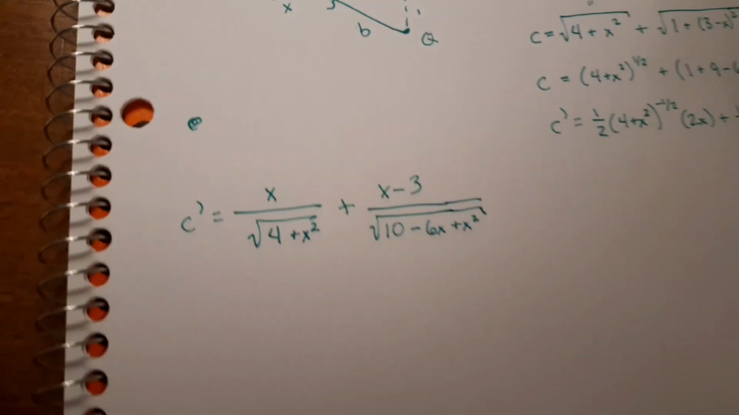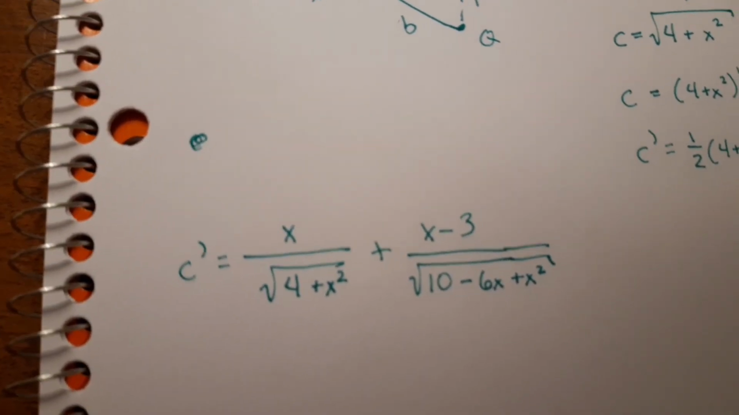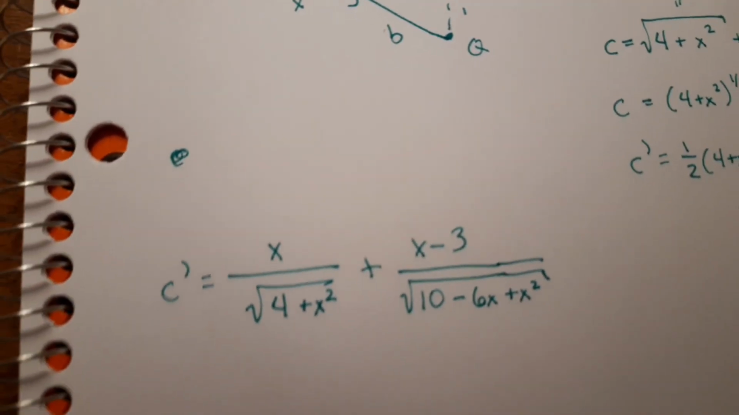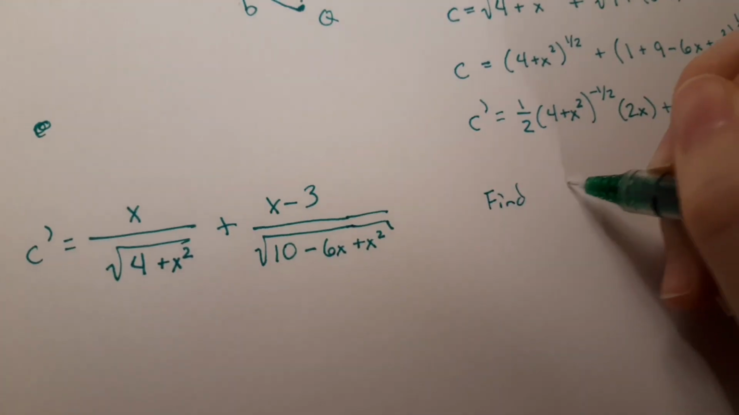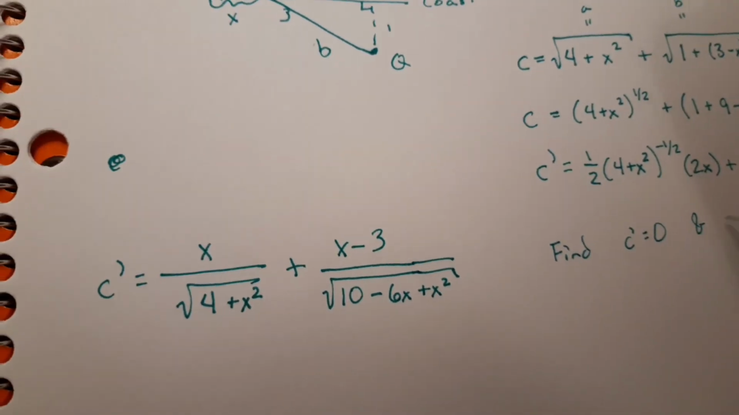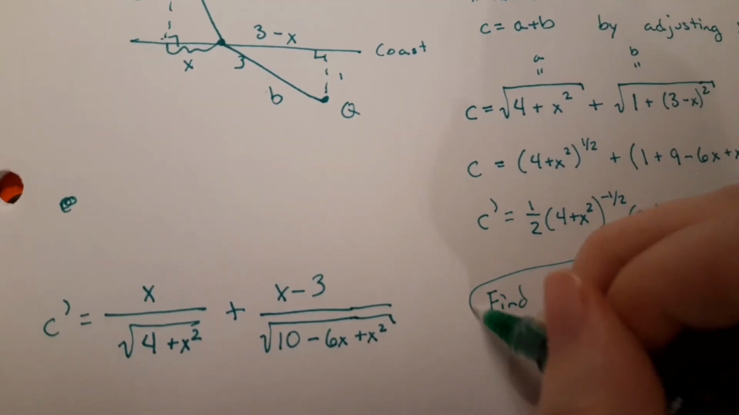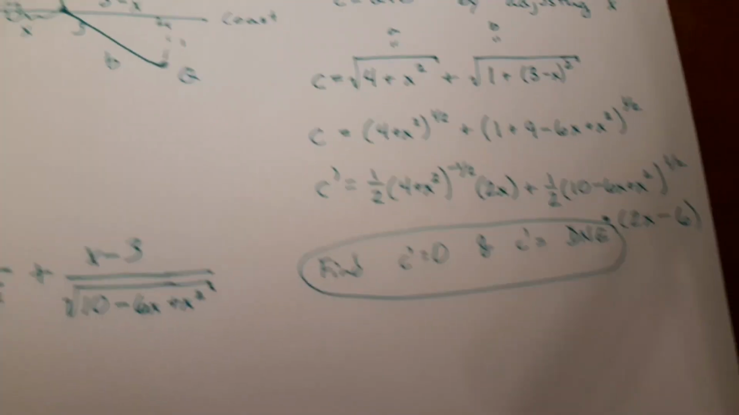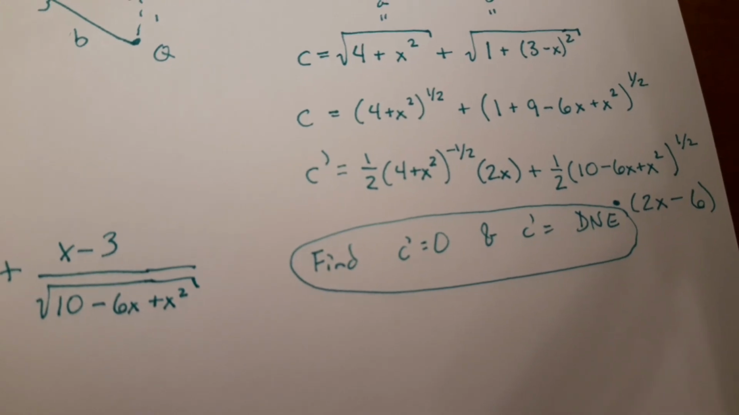So here we go. This is what we have. So our first step, we need to find where C prime is equal to 0 and C prime does not exist. That is our goal here, is to find where C prime is equal to 0 and where C prime does not exist, because those are the places where we could have a maximum or a minimum.